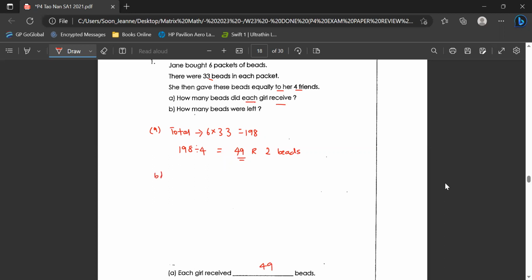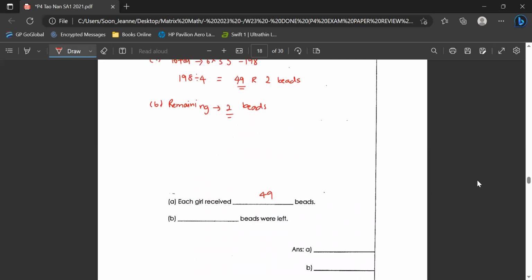But for B, they are just asking you how many beads were left. Left means the remaining beads. So after sharing, how many beads remaining? Your answer is already there. Your answer is just the remainder, which is 2 beads. So please fill up your blanks so that you can get the marks. You have to fill it up for your final answer also. So A, please write 49. B, you write 2.